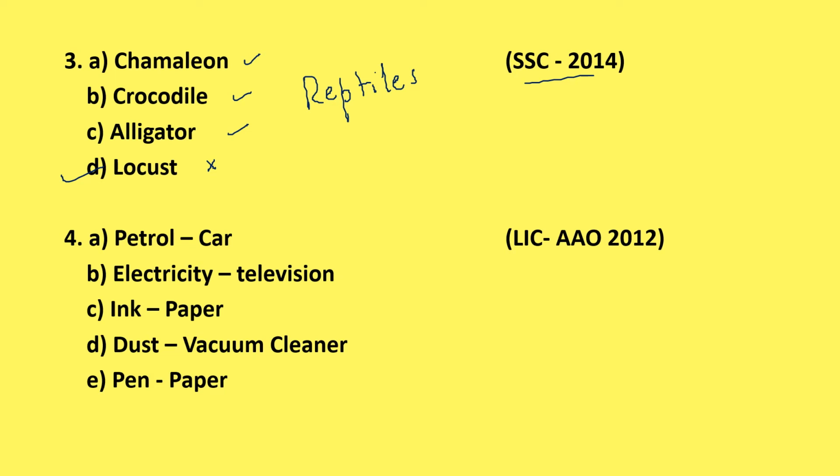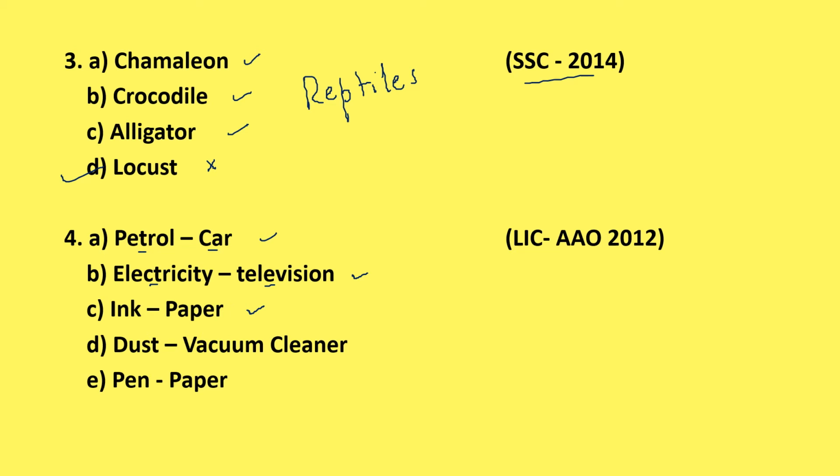The first option says petrol and car. We all know that a car uses petrol to work. The second option says electricity and television. Similarly, a television works on electricity. So that means the relation between option A and option B is the same. Ink and paper. Yes, ink is used to write on a paper. So the relation again will be the same.